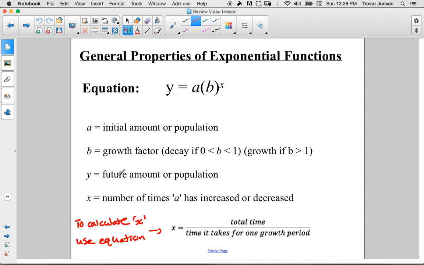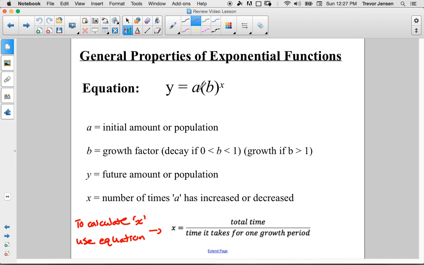Y represents our future amount after our initial value has been repeatedly multiplied by our b value. And x is the number of times, so our exponent of x. Notice our variable is in the exponent for an exponential function. The variable of x represents the number of times a is going to have been increased or decreased by our growth or decay factor. And to figure out the value of x, don't forget that you have to do total time divided by time it takes for one growth or decay period.